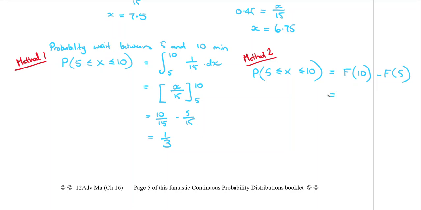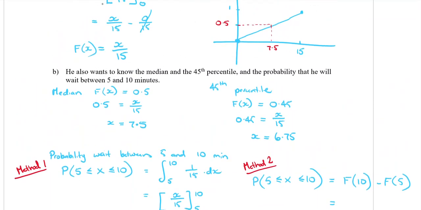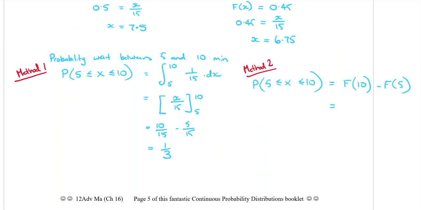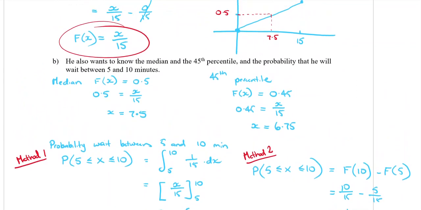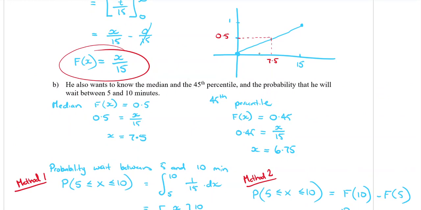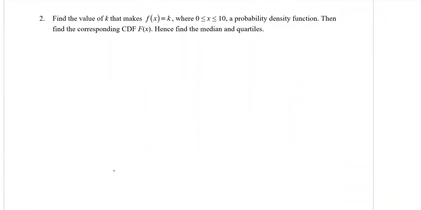Okay, so again, that's back to if my F of x equation up here is this one, you're subbing straight into that. So it is back to 10 over 15 minus 5 over 15, and you get the same answer of a third. What you're doing is finding the area between 5 and 10 on here. So 5 would be there, 10 could be there, and you're finding that area, that space under there. Anyway, okay, let's go to question 2.